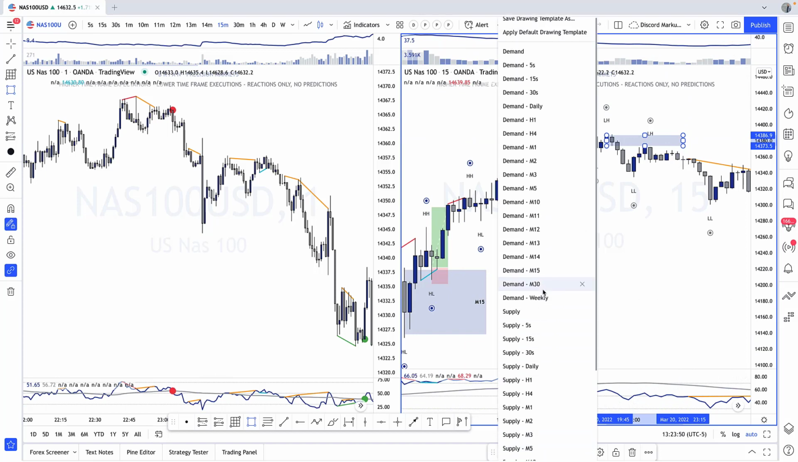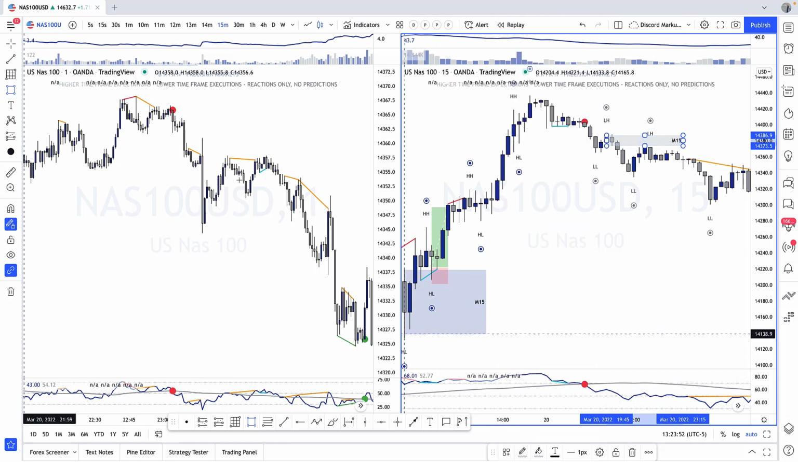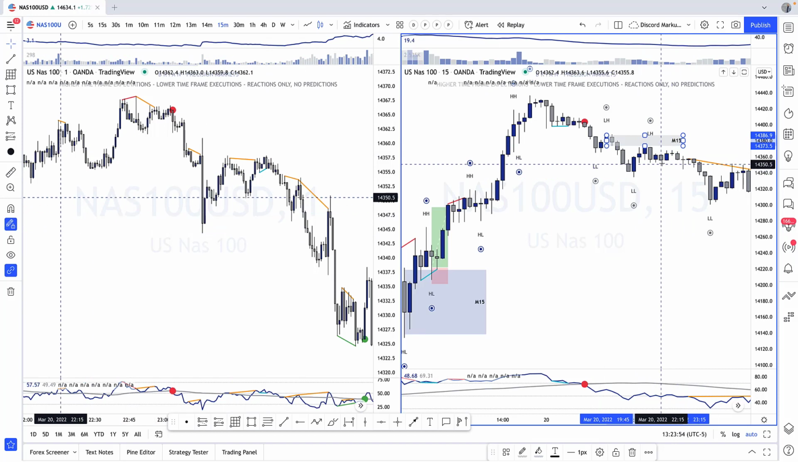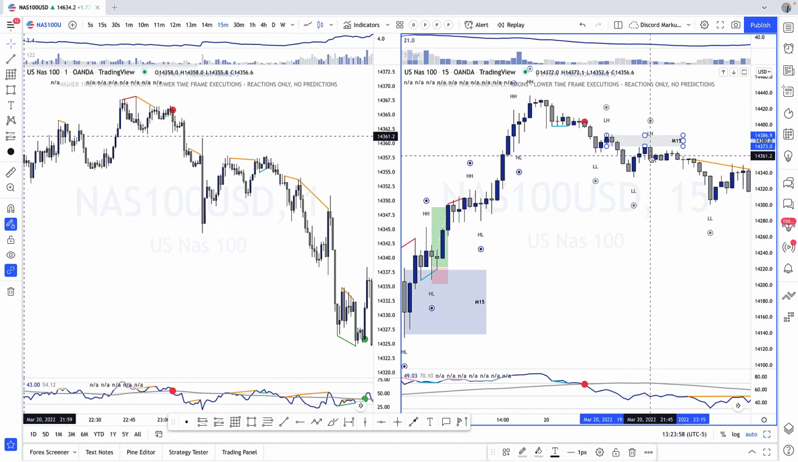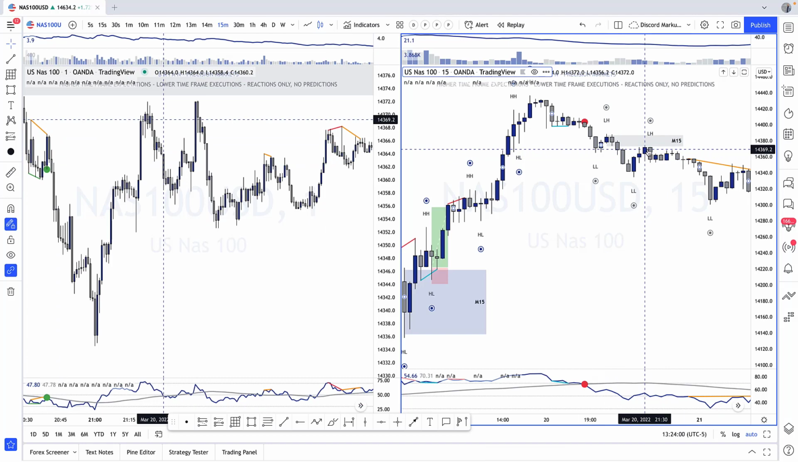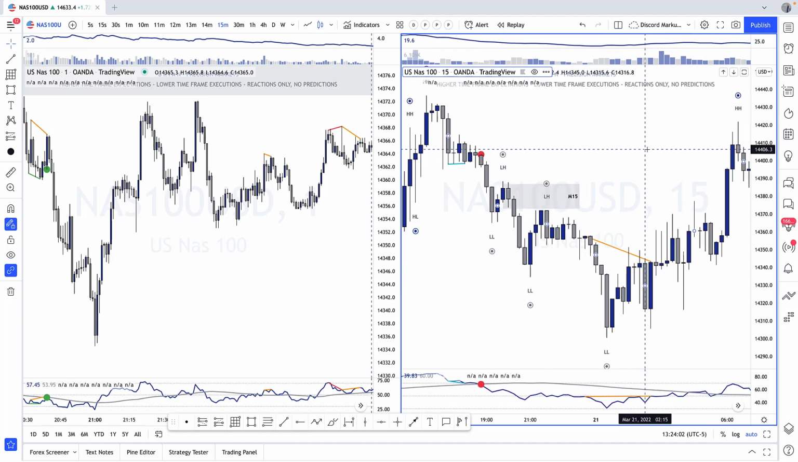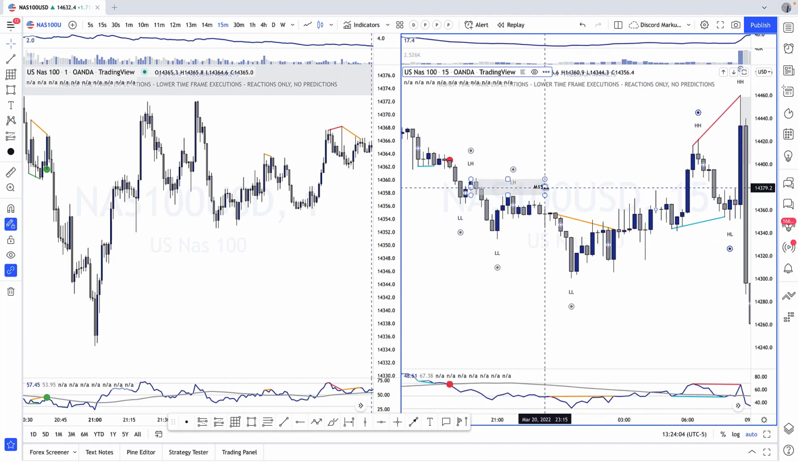So this would be a supply for M15. So then the next thing in my plan says for me to come back. Let's see. It doesn't exactly tap in here. So there was no reason for me to go to M1. So I keep going on to the next one.